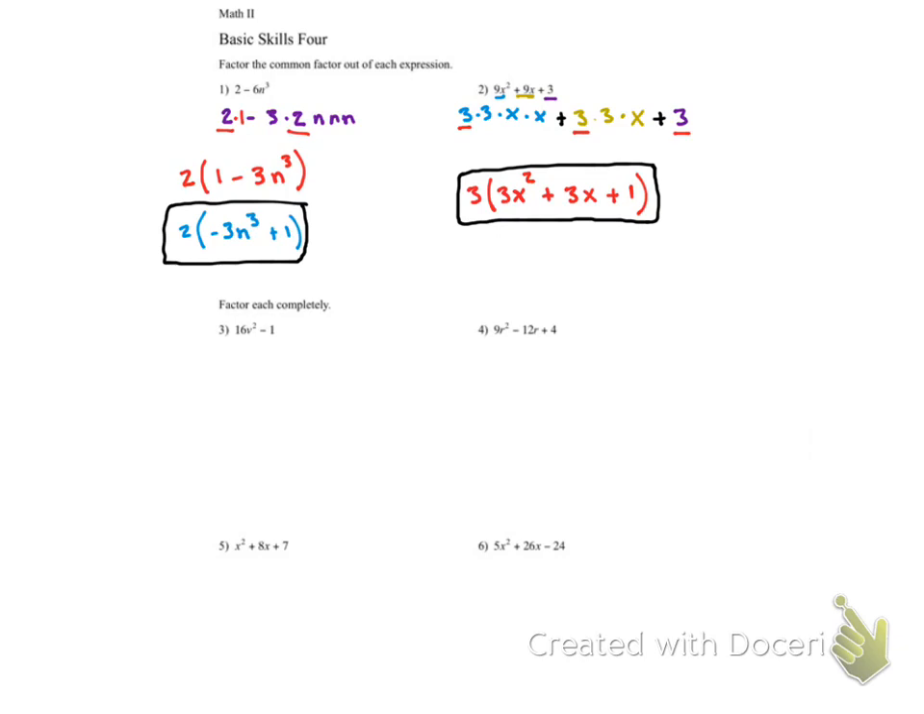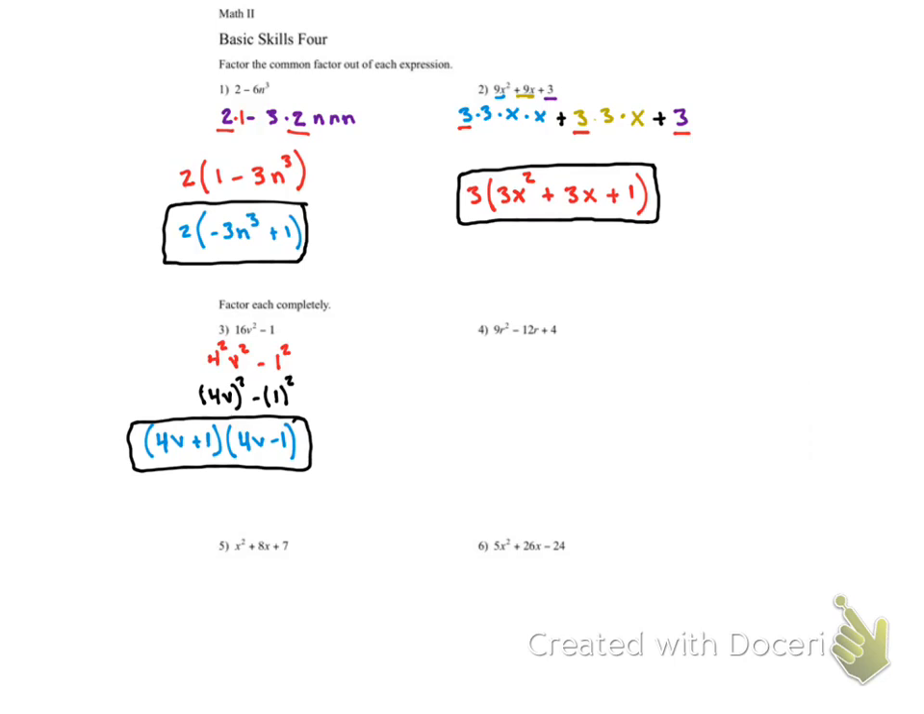So 16v squared. 16 we can rewrite as 4 squared. v squared is just v squared, minus 1 squared. Right? 1 squared is just 1. So if we really look at this, this is 4v squared minus 1 squared. So a difference of 2 squares tells us that we can write this as 4v plus 1 times 4v minus 1. And that's our final answer.